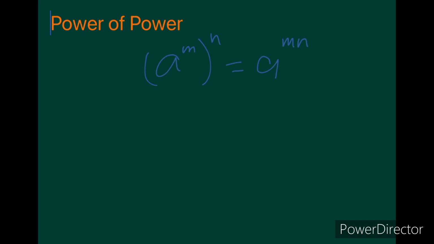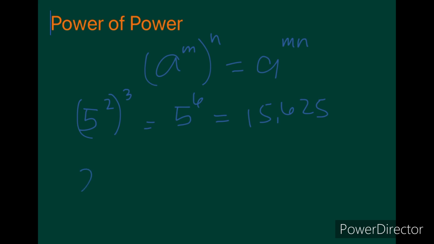For example, if you have the cube of 5 squared. So the cube of 5 squared becomes 5 raised to 6, because when you multiply 2 times 3, the product is 6. So 5 raised to 6 is 15,625.